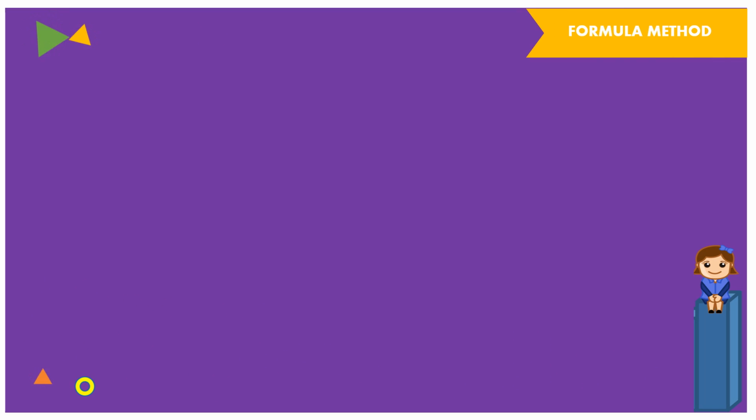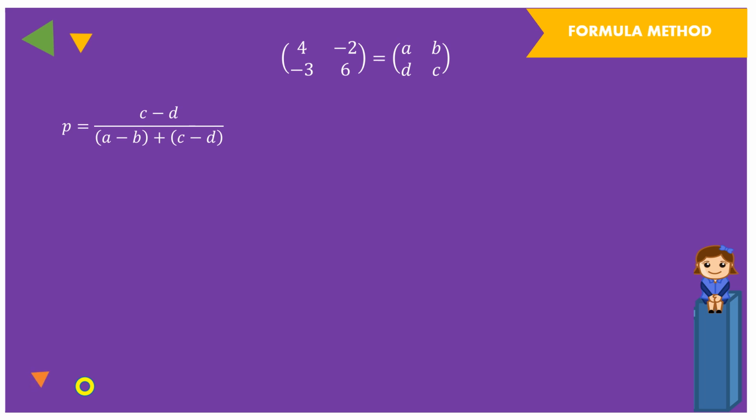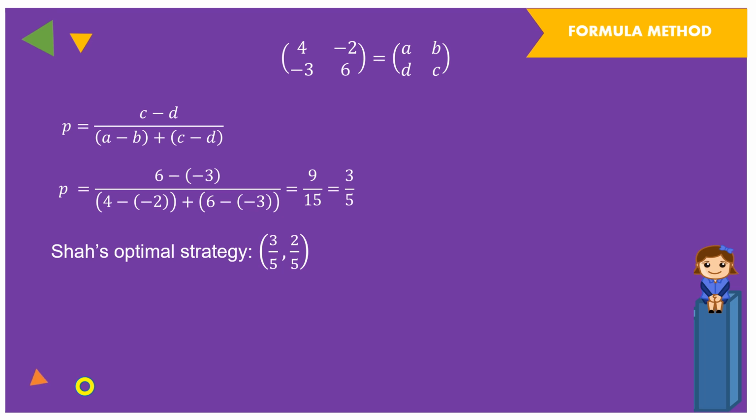The formula method can also be used to find the optimal mixed strategy for the players. Equate the payoff matrix with the matrix A, B, C, D. Thus, A is 4, B is -2, C is 6, and D is -3. So the value of P is obtained by substituting the values into the formula. So P is 3/5. So Shah's optimal strategy is 3/5 and 2/5.